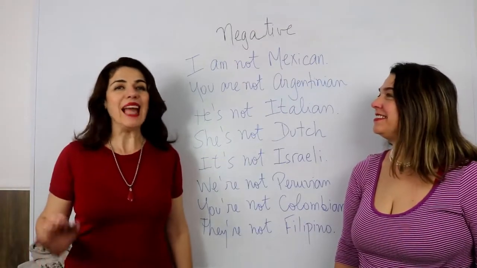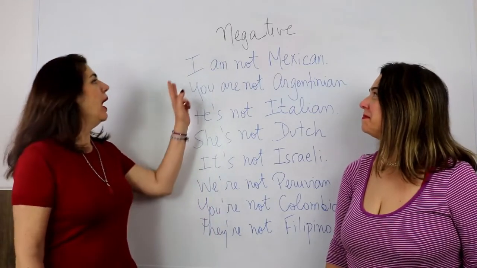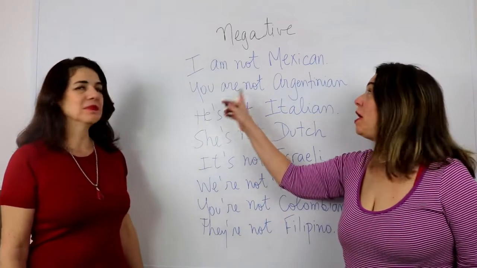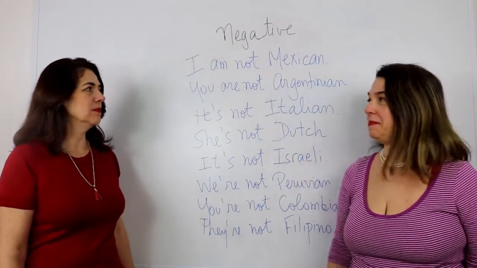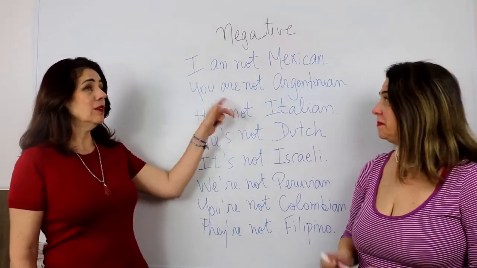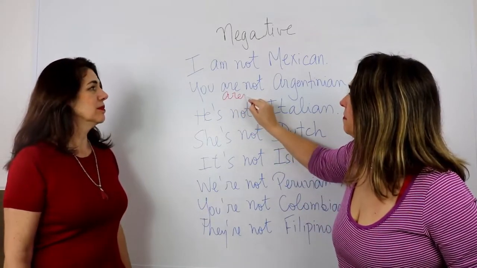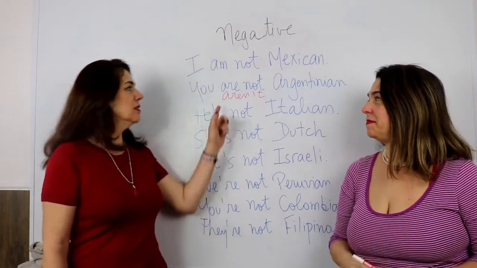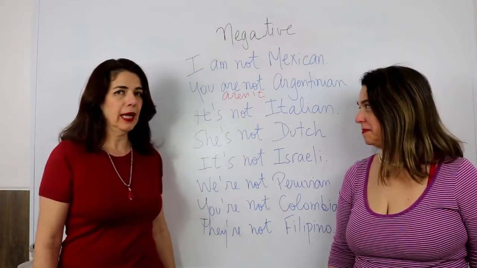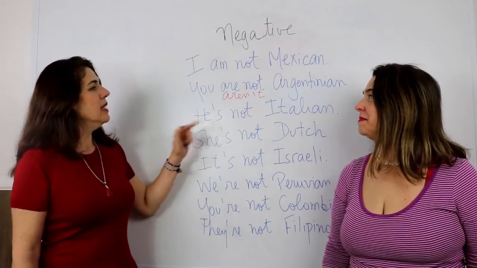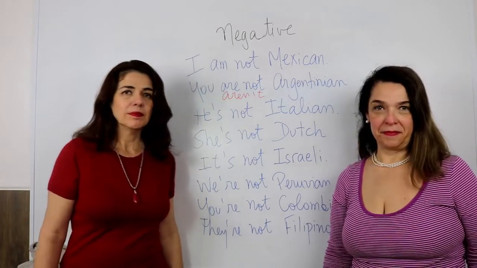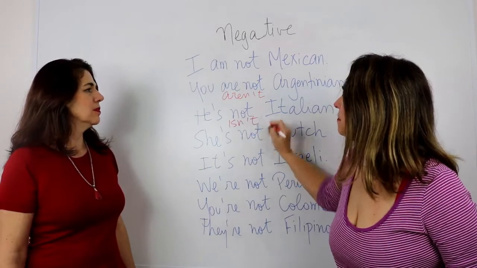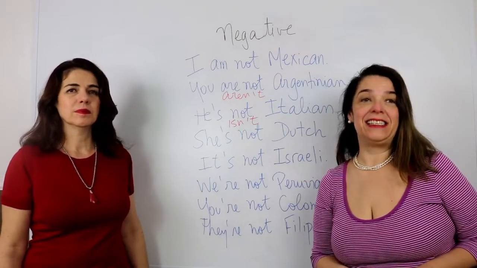Now let's repeat the negative form. I am not Mexican. You are not Argentinian, or you aren't Argentinian. This is the contracted form, okay? He's not Italian, or he isn't Italian.